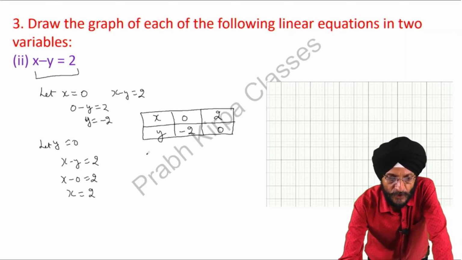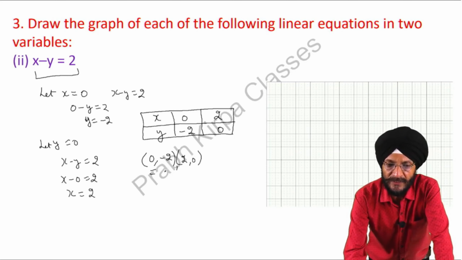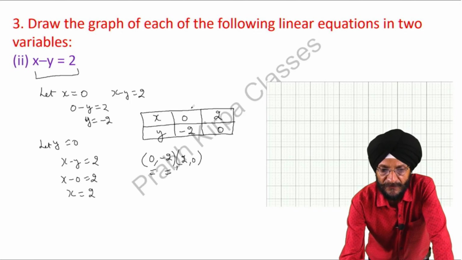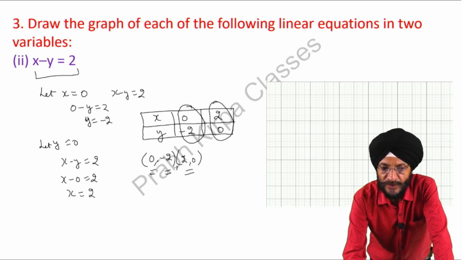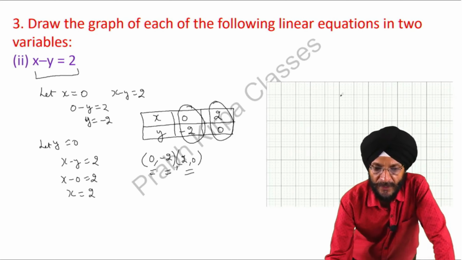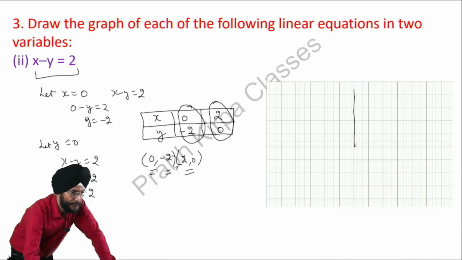So now on the basis of these two solutions, here we will write first the value of x, then the value of y. First we have taken this value, and after that we have taken this value. These are the two solutions, 0, minus 2, and 2, 0. Now we will draw the graph on the basis of these solutions which we have arrived at.